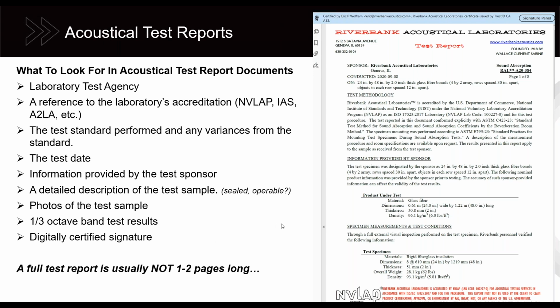Most of our modern test reports, starting around 2012 and later, will have photos of the sample. I don't know about you, but for me, it's a lot easier to figure out what's going on in a build by looking at photos than reading paragraphs. We'll also provide 1/3 octave band results, the single number rating, and you'll also have a certified signature on every report. Once you authenticate this signature once, I believe that anytime you see a future report from me, IdenTrust will validate that signature when you open the PDF.